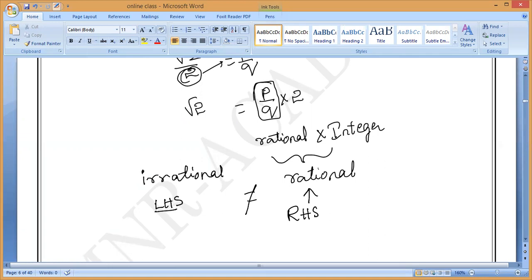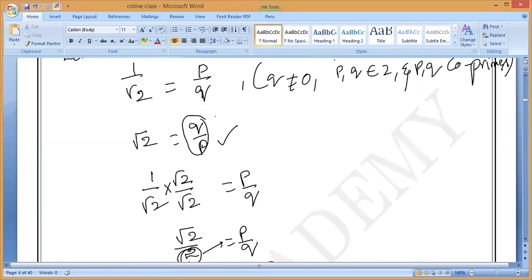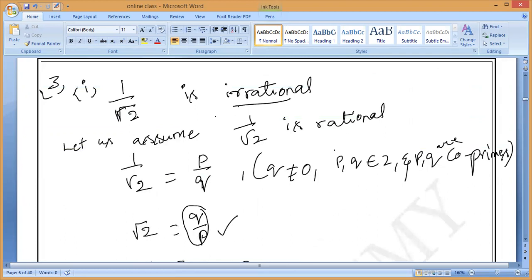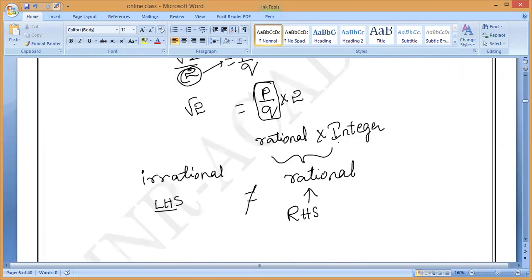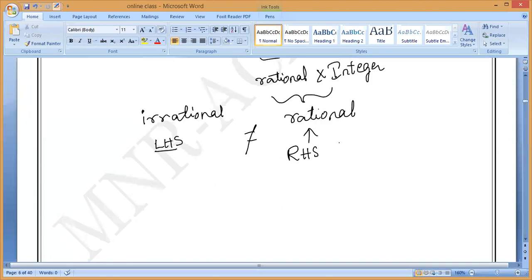What is our assumption? Our assumption is that 1 by root 2 is rational. Our assumption is wrong, so it is irrational. Correct? 1 by root 2 is irrational. This is for a 2 marks question. For a 4 marks question, consider LHS. Don't write here irrational. You understand?